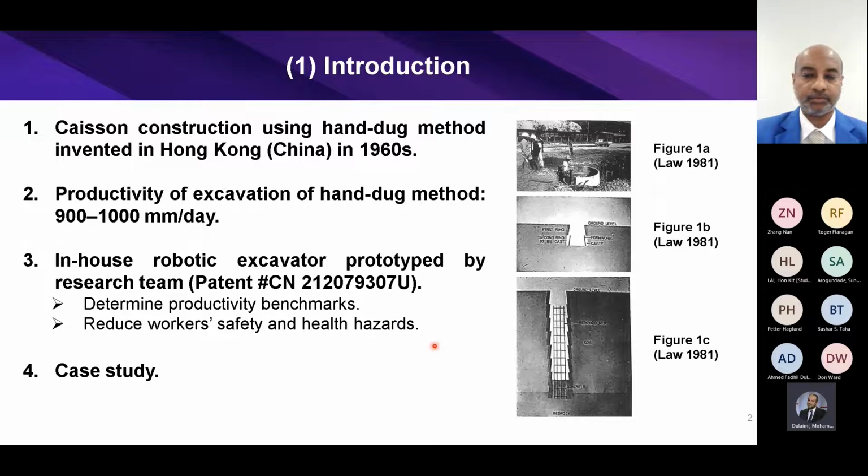The reduced hazard means that basically the worker needs to enter the shaft to do the excavation task. This confined environment imposes many safety and health problems on workers. So this construction method is not a good method in terms of safety and health. That's the reason why our research team manufactured this robotic excavator. Later, I will show you a case study relating to the productivity performance of this robotic excavator.